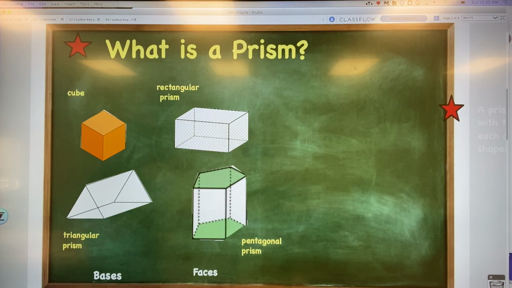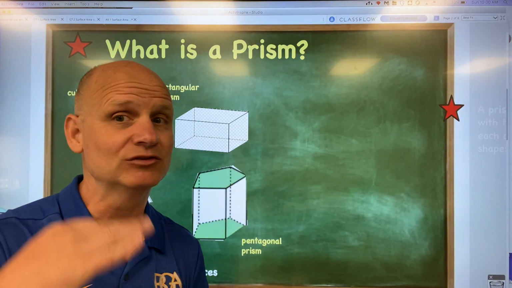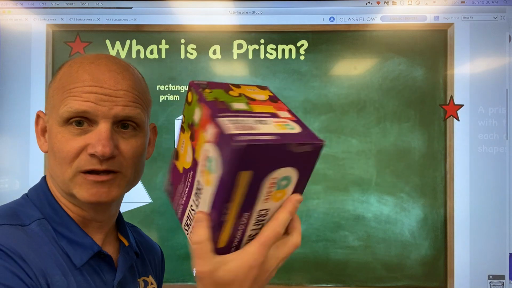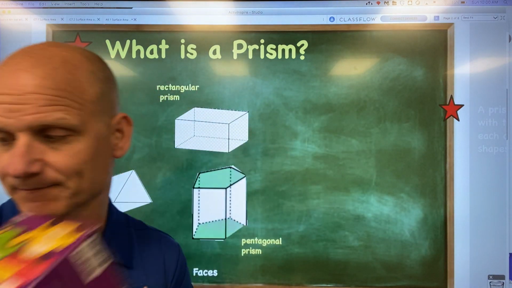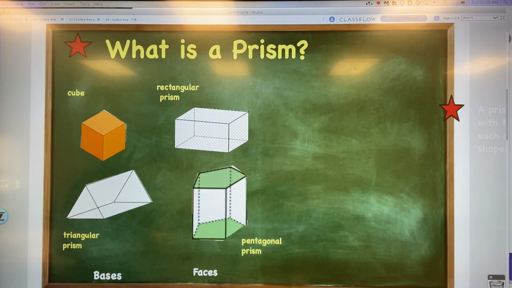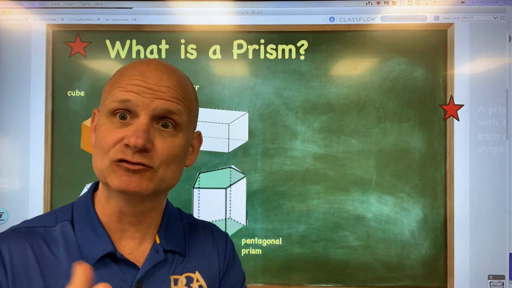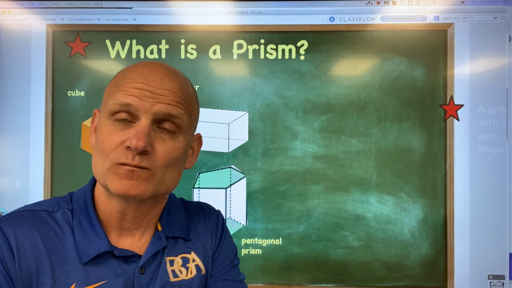All of these are prisms. First of all, to be a prism, you've got to be three-dimensional. It's got a body. But these are all prisms because they have two bases.